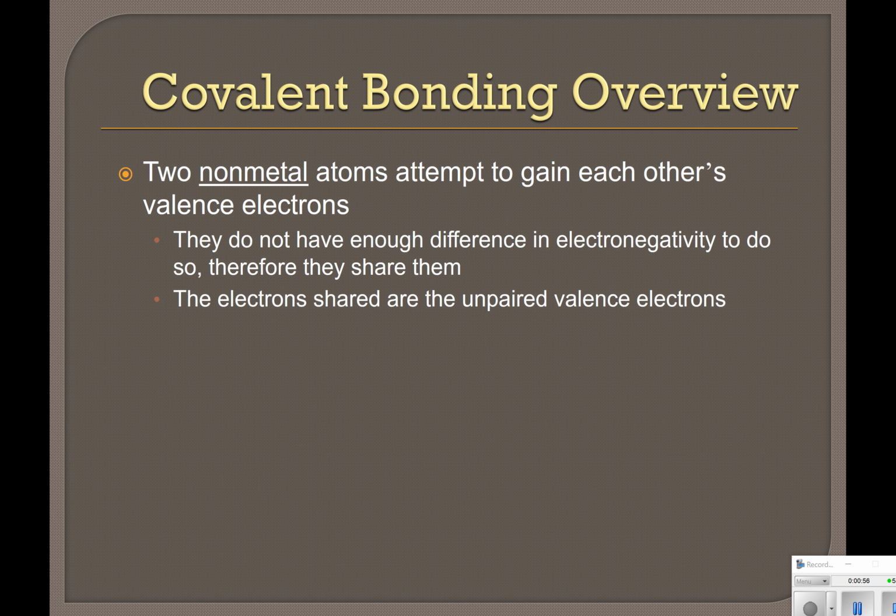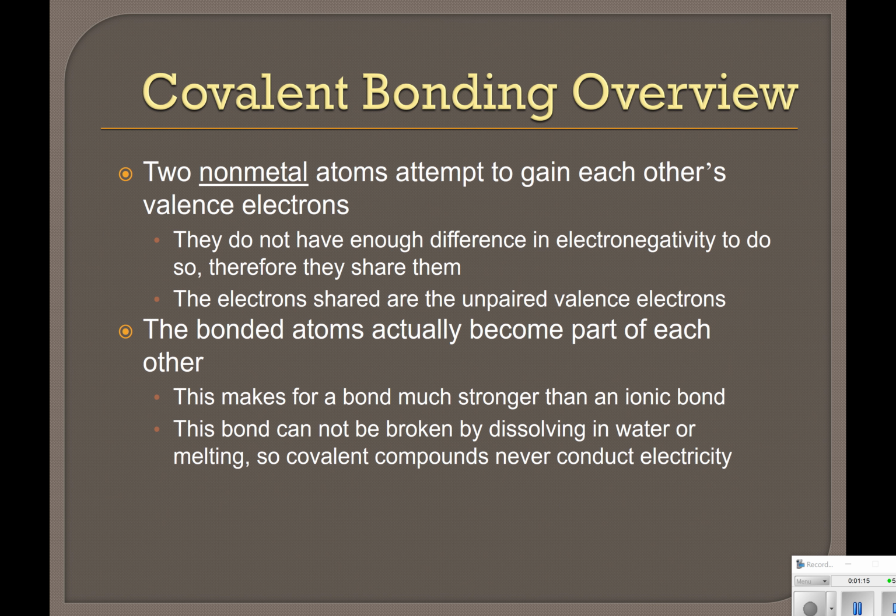So what that means is that neither of the competing atoms that are trying to bond has a great enough difference in their desire for an electron, so they end up just sharing the electron with each other. And the ones that are shared are going to be the unpaired valence electrons. And what's unique with covalent bonding, and this is what makes this bond really strong, is that the bonded atoms actually become part of each other. So these bonds are much stronger than ionic bonds.